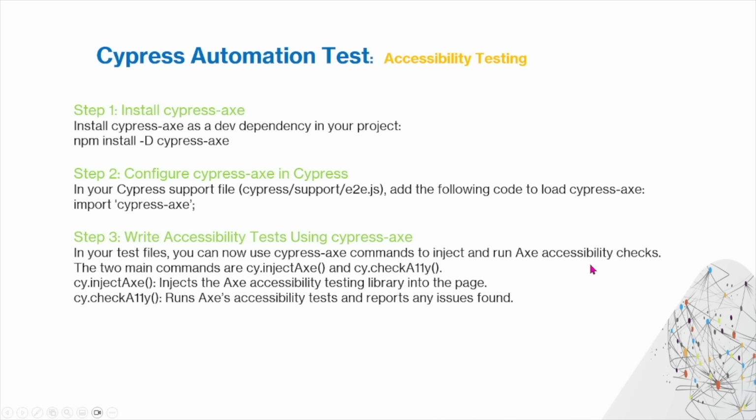The third thing you have to do is write accessibility tests using Cypress Axe. In your test files, you can now use Cypress Axe commands to inject and run Axe accessibility checks. The two main commands are cy.injectAxe and cy.checkA11y. cy.injectAxe injects the accessibility testing library into the page, and cy.checkA11y, on the other hand, runs the Axe accessibility test and reports any issues found.